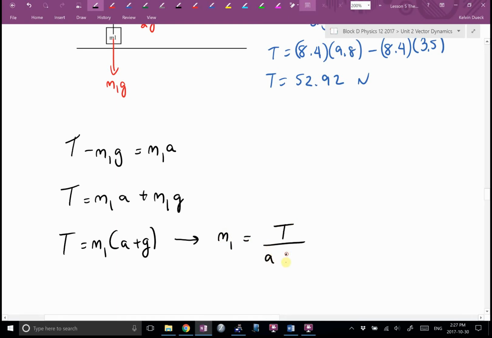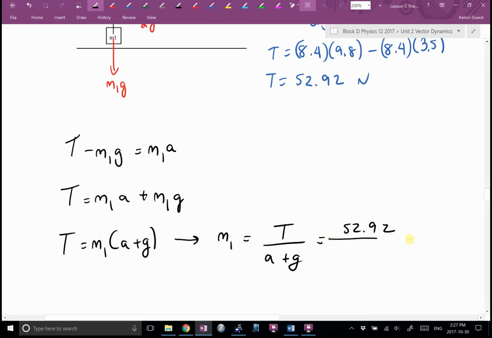M1 ends up being tension over A plus G. You can't just memorize that equation. Depending on whether your mass is accelerating up or down, winning or losing, sometimes it will be tension over G minus A, sometimes it will be tension over G plus A. Do the free body diagram and walk through it.